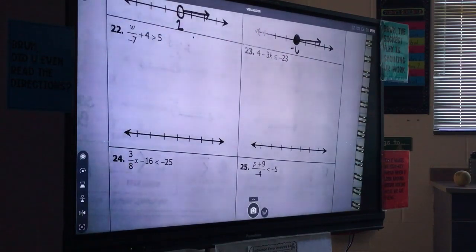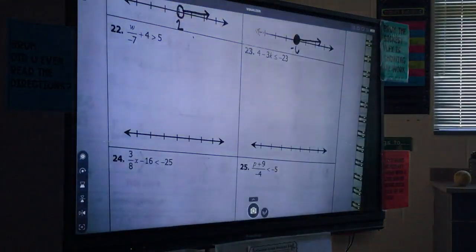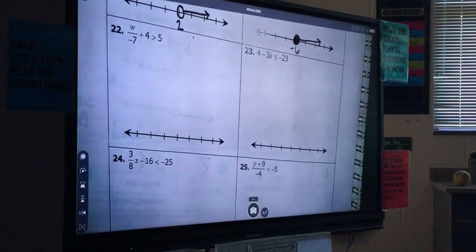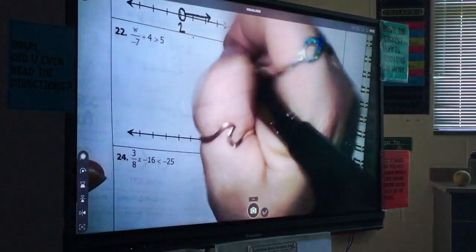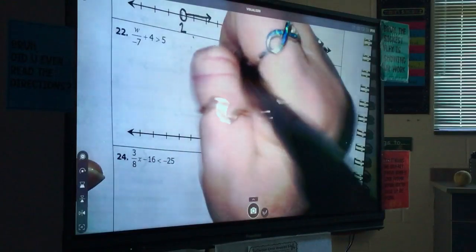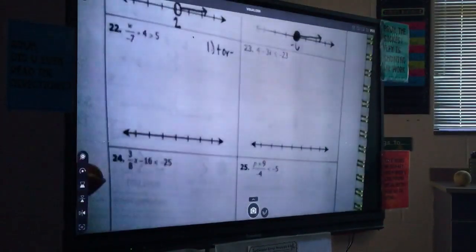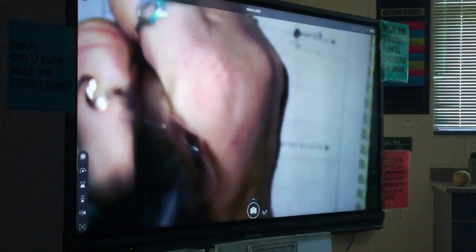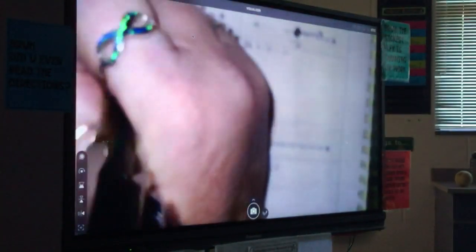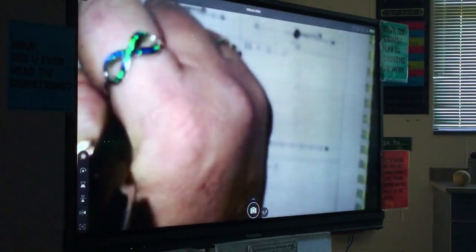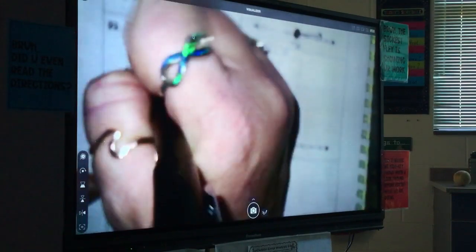All right, let's go ahead and go over these three. If you're not done, that's fine. Please follow along. I'm hoping that everybody at least got 22 done. So we're looking for adding or subtracting. Do we have that? Yes, so we're going to subtract 4 from both sides. And we have W divided by -7 is greater than 1.